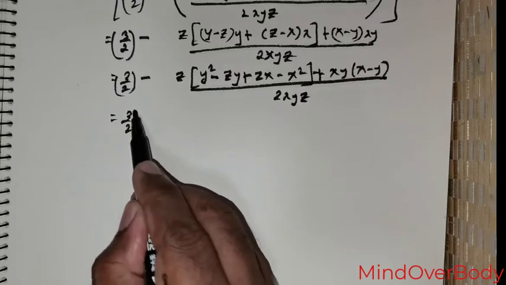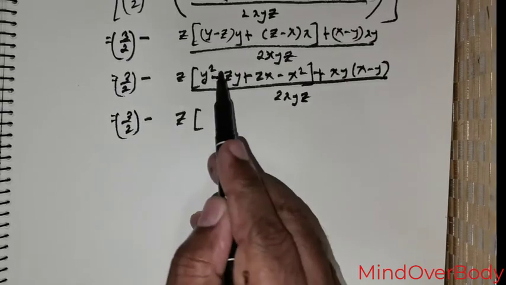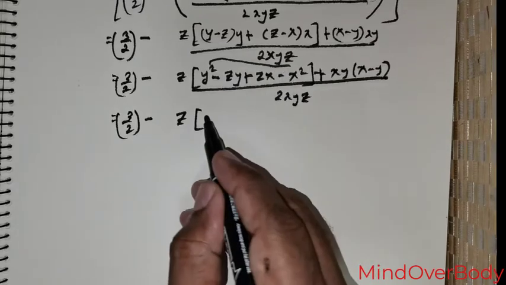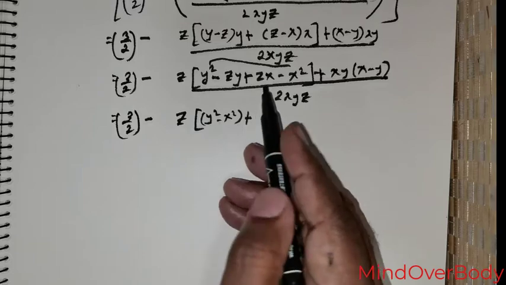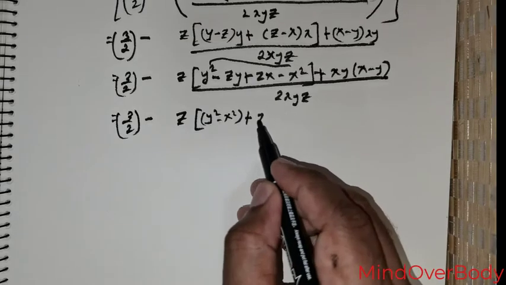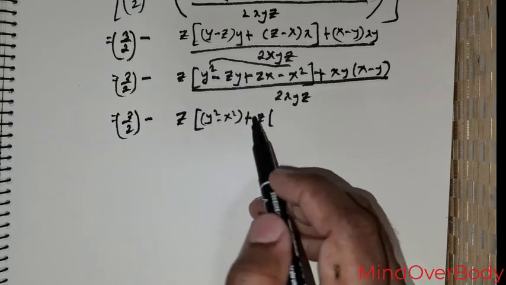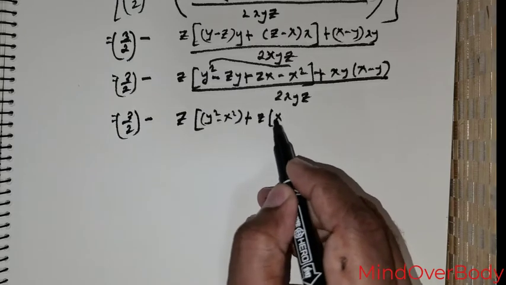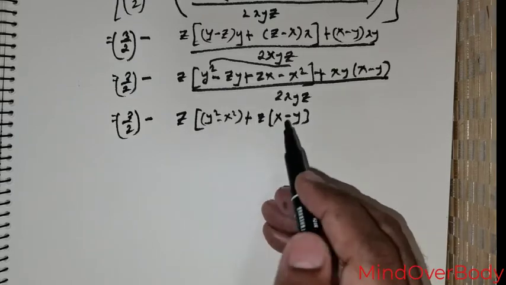So this is 3 over 2 negative z times. Now let me club this y squared negative x squared together. Now I can take a z out. Now if I take a z out, I would get x negative y, right? This is what I'm getting.